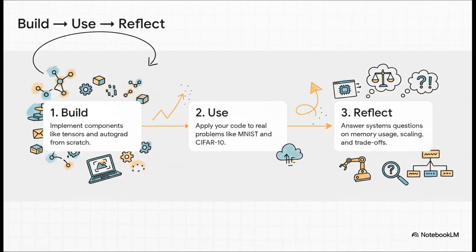And the way you learn is built around this really smart three-step cycle. First, you build a component from scratch. Then, you actually use it to solve a real problem. And finally, you reflect on how it all went, thinking about those critical systems questions. It's this loop that makes sure you're not just building code, you're building a real deep engineering intuition.